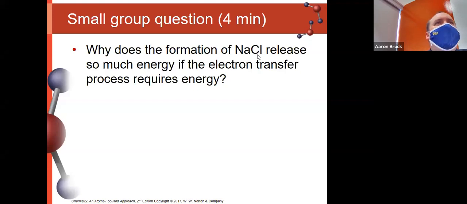All right, anybody got an idea? All right, go ahead, Ben. Because it's an ionic bond, ionic bonds don't have a lot of energy holding together. Okay. Not exactly what I'm going for, but we're on the right track. It does have something to do with the ionic bond.